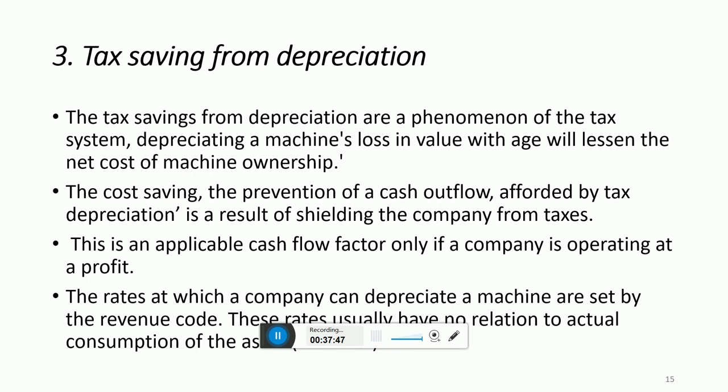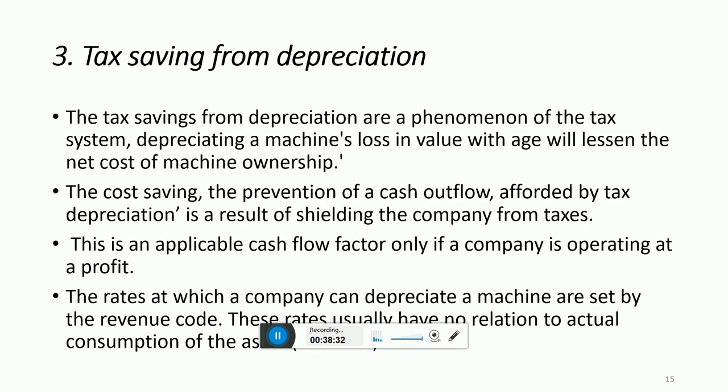The third one is the tax savings from depreciation. The tax savings from depreciation are a phenomenon of the tax system. Depreciating a machine's loss in value with age will lessen the net cost of machine ownership. It can also be used in the tax system of Pakistan. If you go to the FBR website, you can also see this tax saving from depreciation. They have a full-fledged policy on how tax can be saved from the depreciation of an asset.